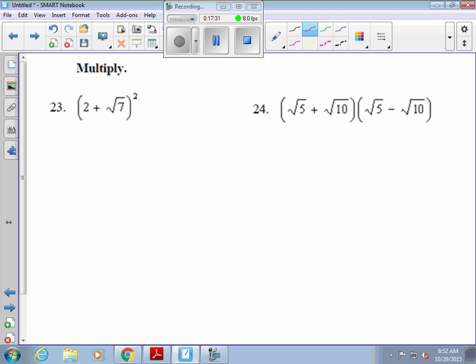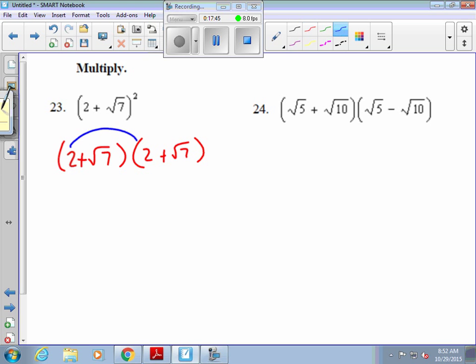2 plus the square root of 7 squared. You're squaring the entire binomial. That means 2 plus the square root of 7 times 2 plus the square root of 7. You have to FOIL this. First 2 terms, F. 2 times 2 is 4.